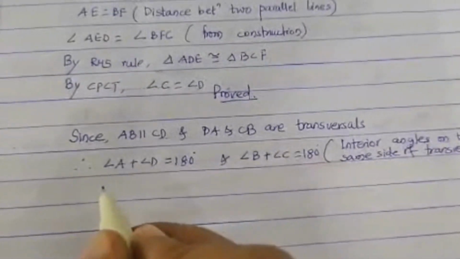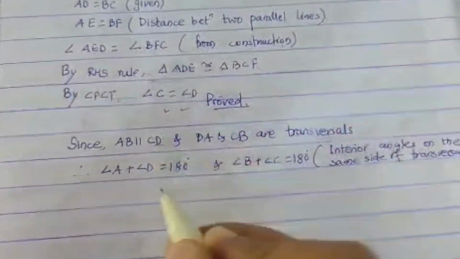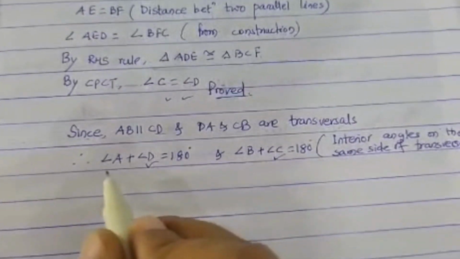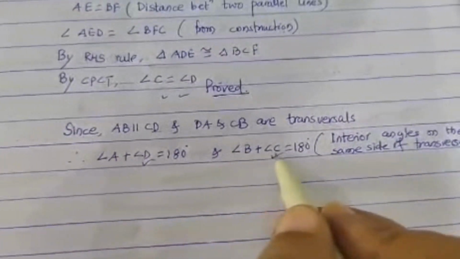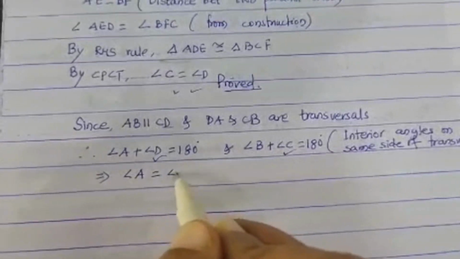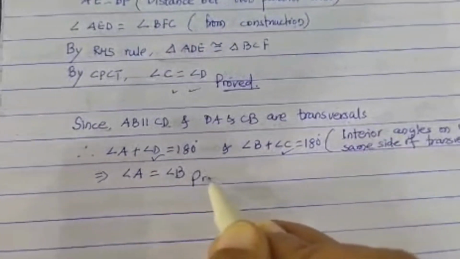Now from here, angle C equals angle D, and angle A plus angle D equals 180, angle B plus angle C equals 180. So we can easily say that angle A equals angle B. This is also proved.